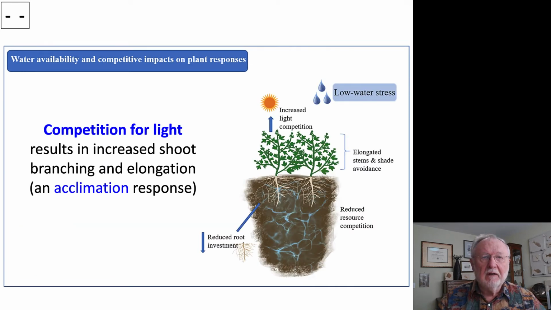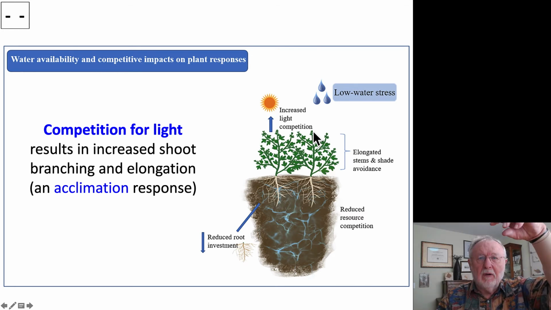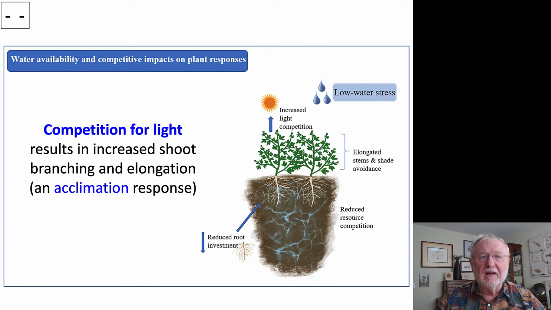On the other hand, there might be competition for light. So in competition for light, we often see that there's a reduced investment in roots, but more of an investment in above-ground materials, such as elongating stems so that one plant can grow on top of the other. Again, this is an acclimation response.